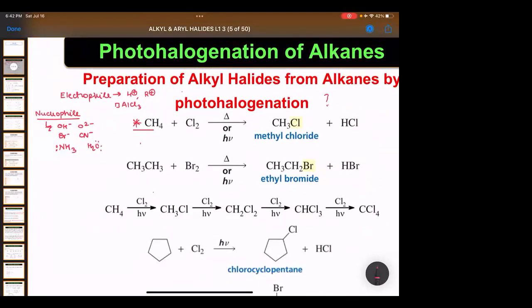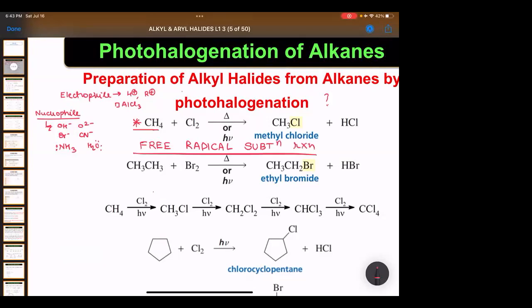So let me write over here the main important thing. This photohalogenation is a free radical substitution reaction. Substitution, as H is displaced by Cl. What do you mean by free radical substitution? Yeah, tell me. What are free radicals?